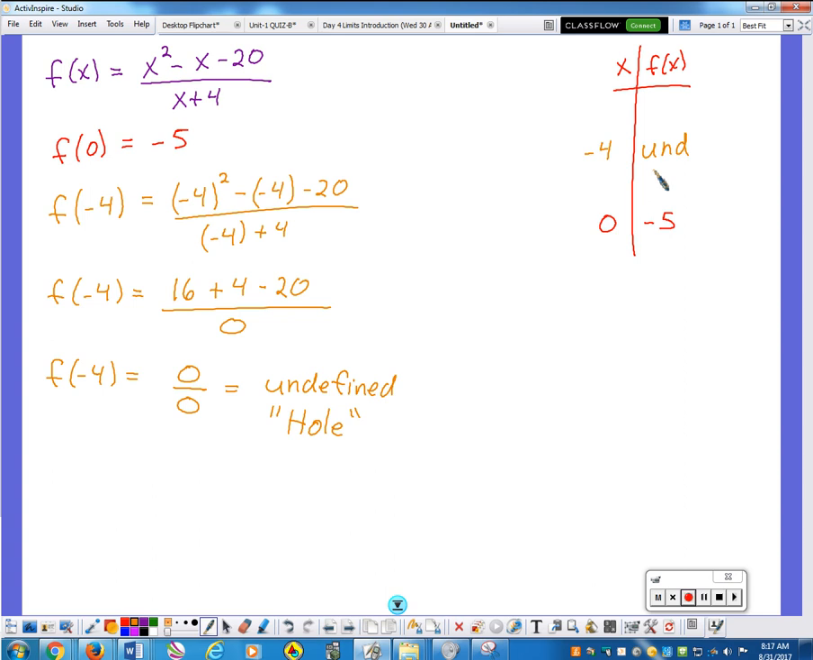Riley? -3. -3. Close is a bit of a relative term, so I'd call that close for many people. Somebody come up with something that would be closer to x equal -4.